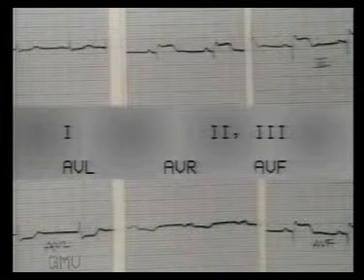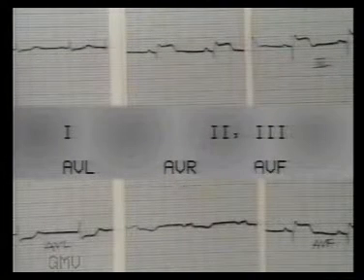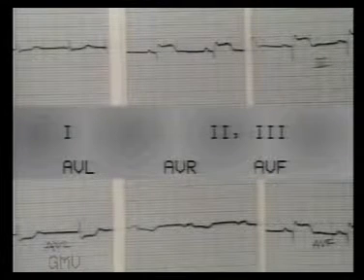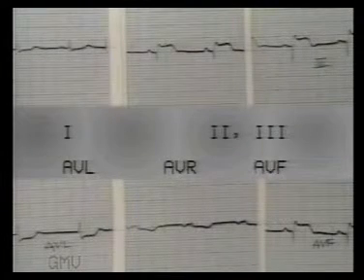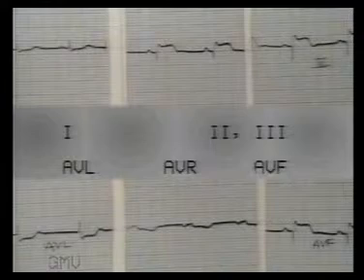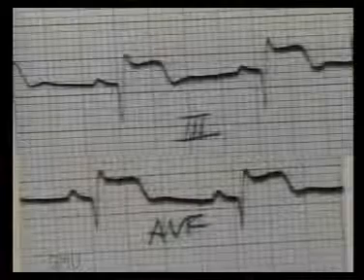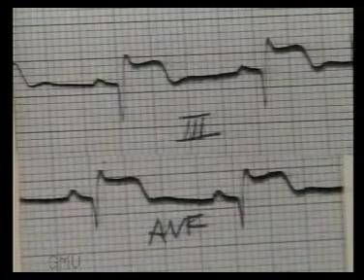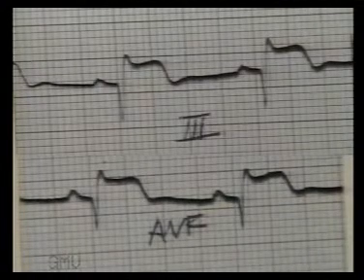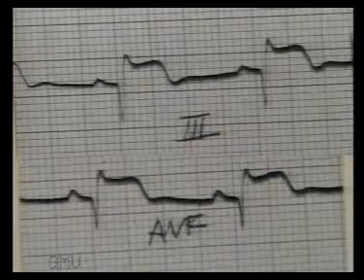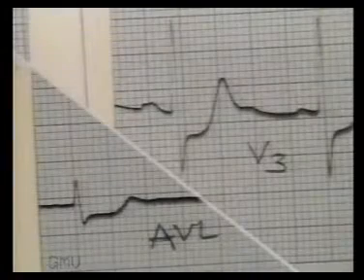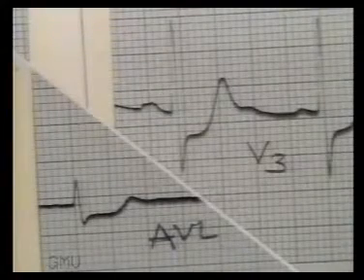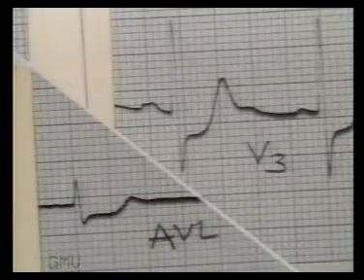This is another inferior wall infarct with ST elevation in 2, 3 and AVF and ST depression in 1 and AVL. The T waves are just inverting, so the infarct is 2 to 3 days old. In close-up view, note the deep Q wave and ST elevation in 3 and AVF and the reciprocal ST depression in AVL and V3.